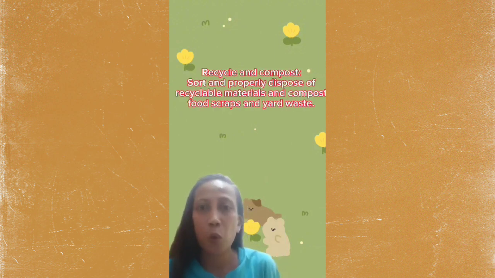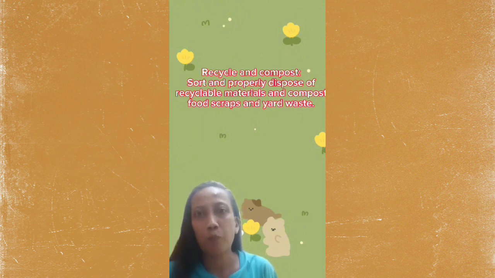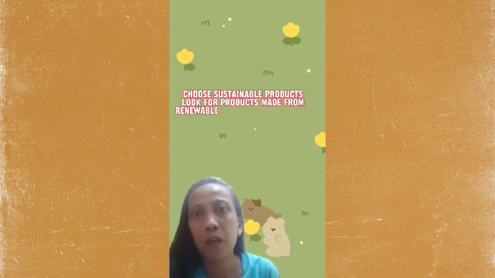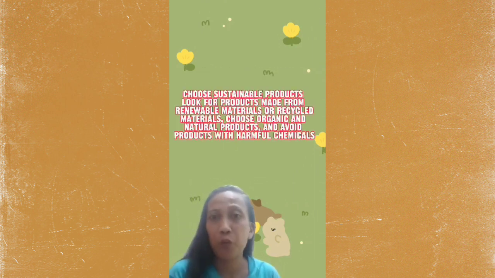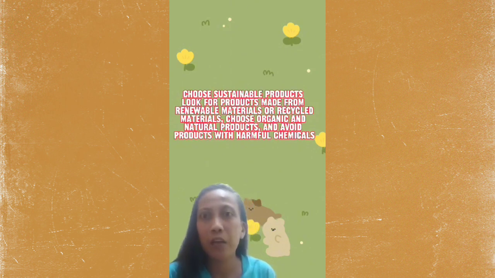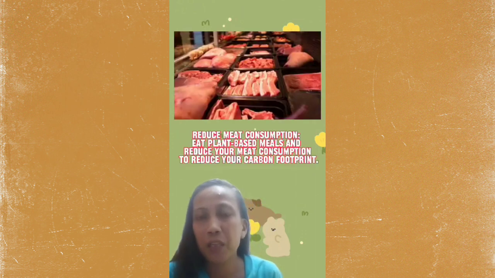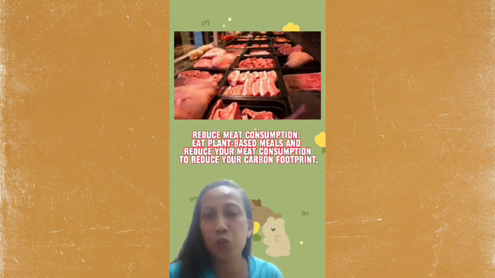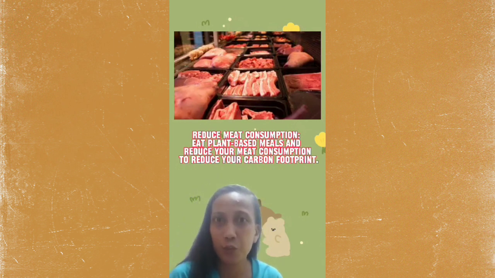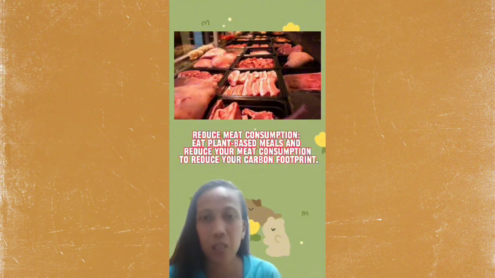Recycle and compost: sort and properly dispose of recyclable materials and compost food scraps and yard waste. Choose sustainable products. Look for products made from renewable materials or recycled materials. Choose organic natural products and avoid products with harmful chemicals. Reduce meat consumption. Eat plant-based meals and reduce your meat consumption to reduce your carbon footprint.